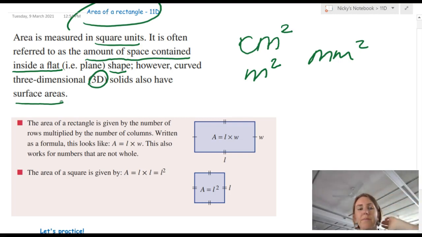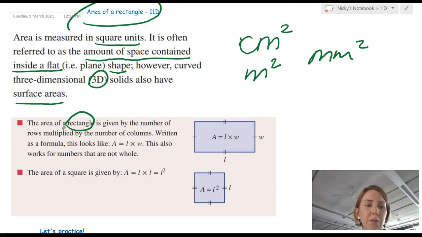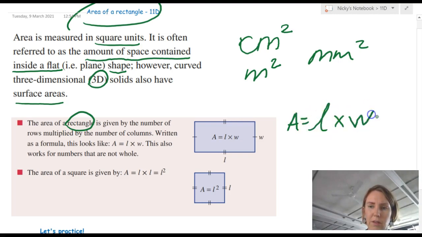into at another time. Okay, so the formula that you really need to remember for 11D particularly is the area of a rectangle. Okay, we will do area of other shapes in a different video. So area of a rectangle is given by the number of rows multiplied by the number of columns. That will give us the whole inside area. But basically it is written as the formula A for area equals length times width.